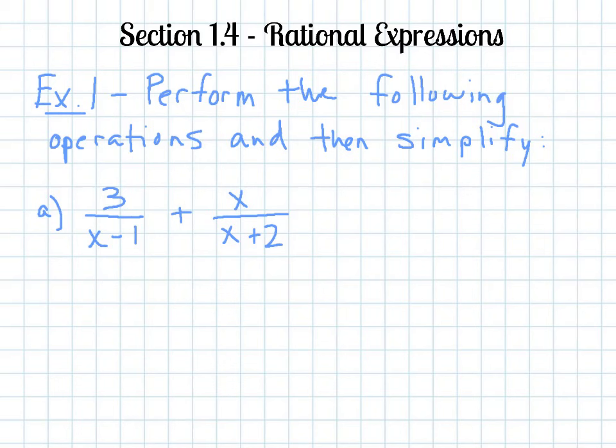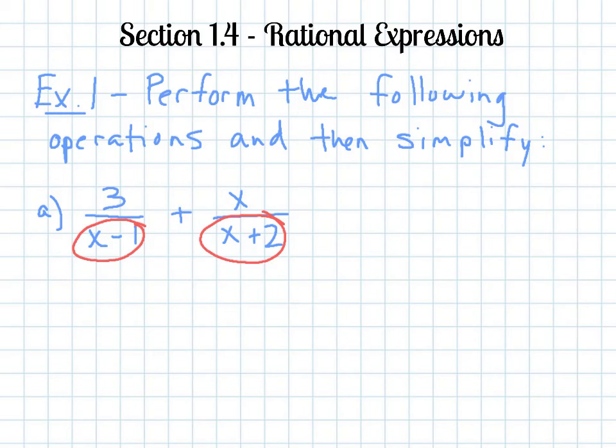For example 1 here, we want to perform the following operations and then simplify. For letter A, they have 3 over x minus 1 plus x over x plus 2. What they want you to do here is to make a common denominator and put the two fractions together and create one fraction. Okay? So, if I have a denominator of x minus 1 and x plus 2, neither of them are exactly the same. Remember, when you're dealing with binomials as denominators, they need to be exactly the same to be common denominators.